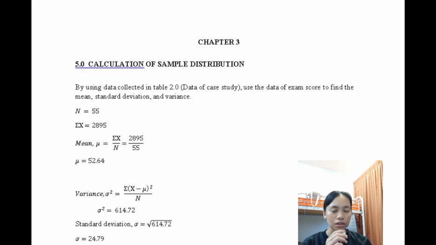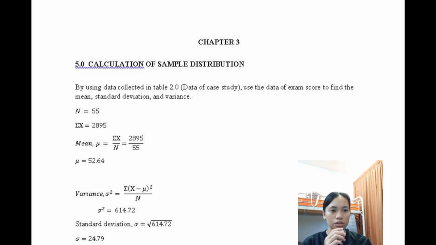As for the mean, we're going to use the total of the x, which is the total of exam scores, divided by the size of the population, which is 55. So the mean that has been calculated is 52.64. As for the variance, it is 614.72.